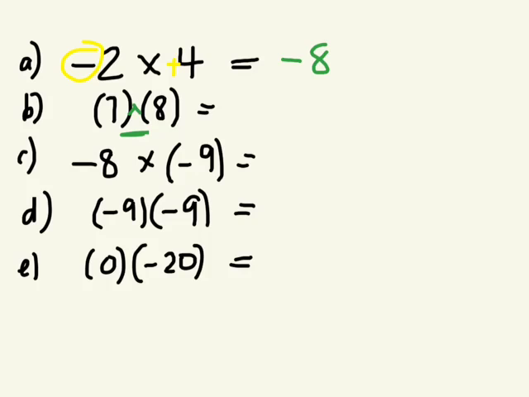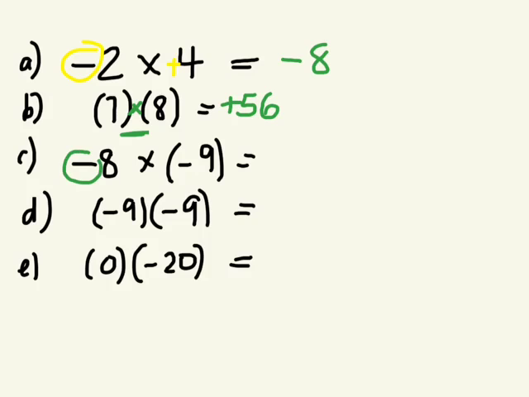Here, when you have brackets, this still means multiplication. Okay, we're still multiplying these two numbers together. And what is the sign of both of them? Positive. They're both positive, so the answer will be 56. And you can put the positive sign there, or you can just leave it as 56, because if a number doesn't have a sign, it's positive, okay?